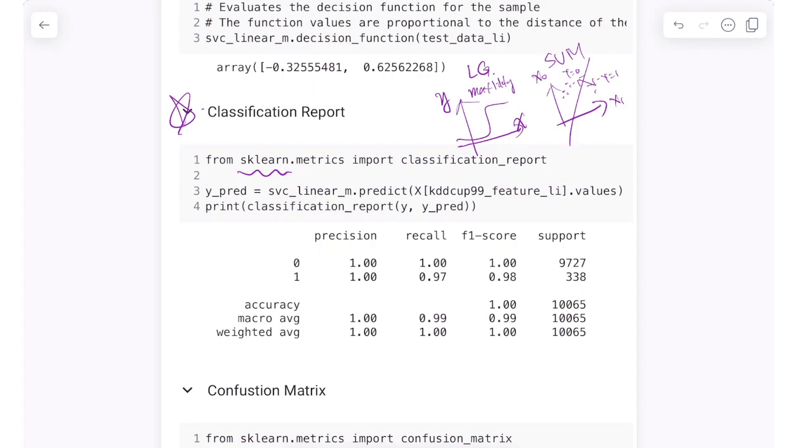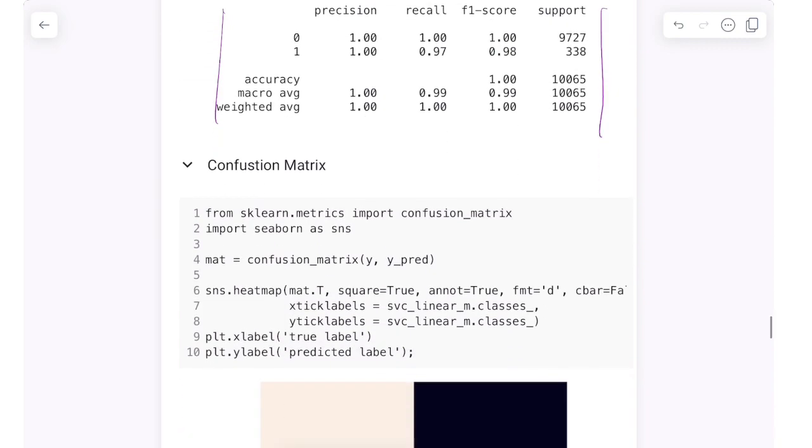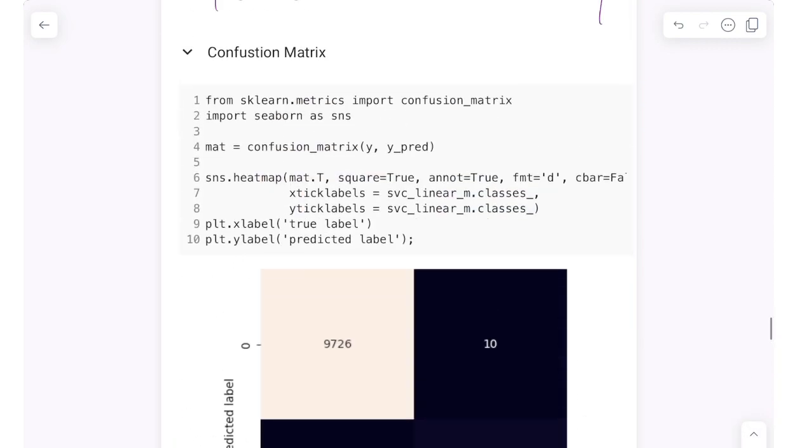You simply put all the X and Y in a classification report. It gives you a report like this. But how do we understand the values right here? So the first thing I would like to talk about is the confusion matrix.